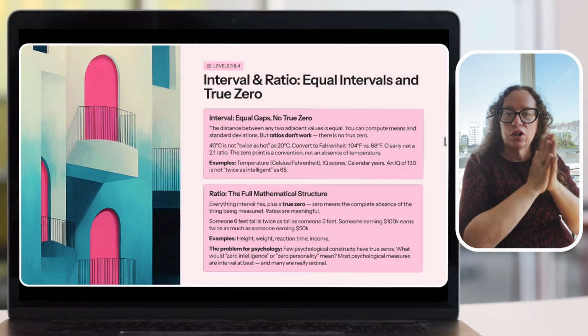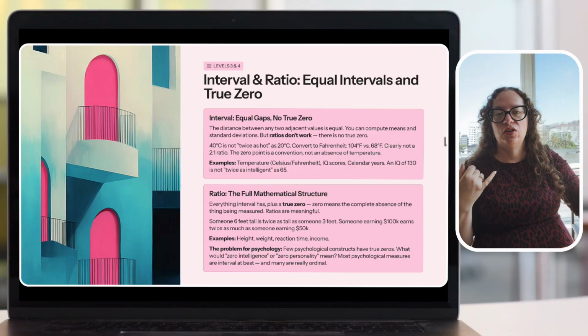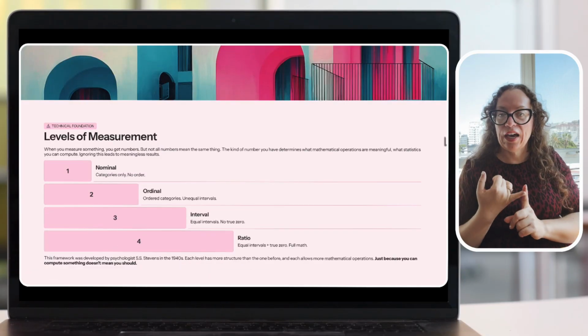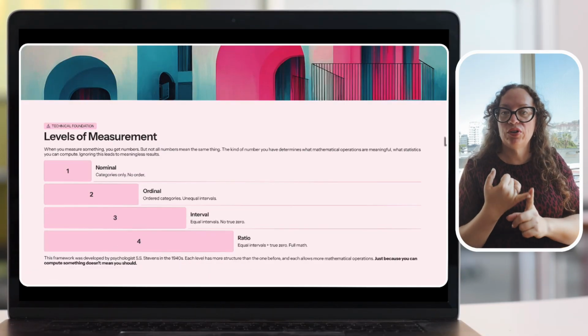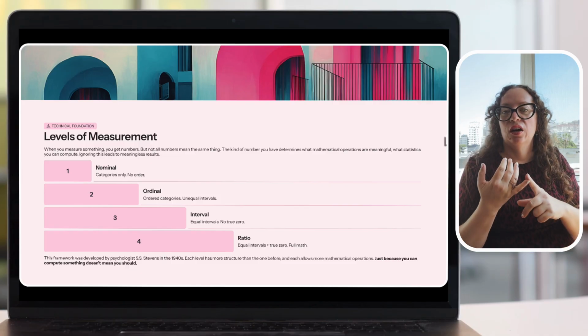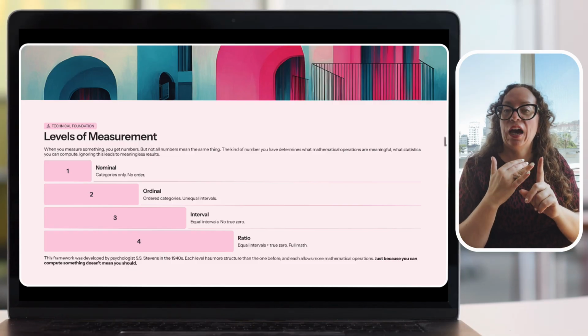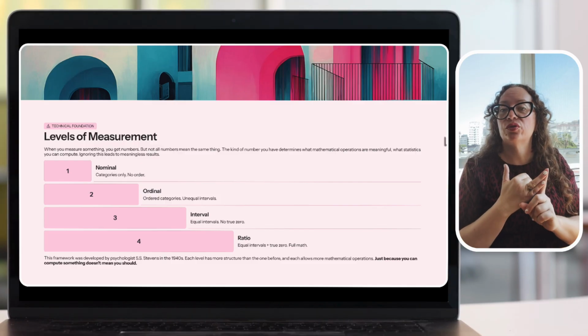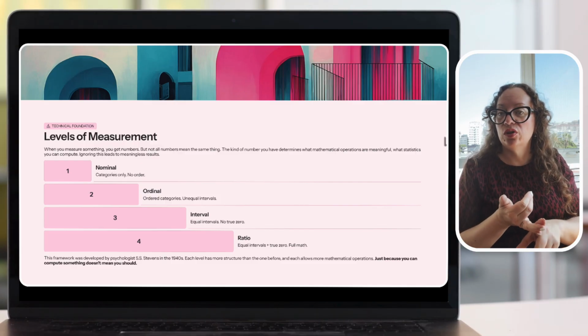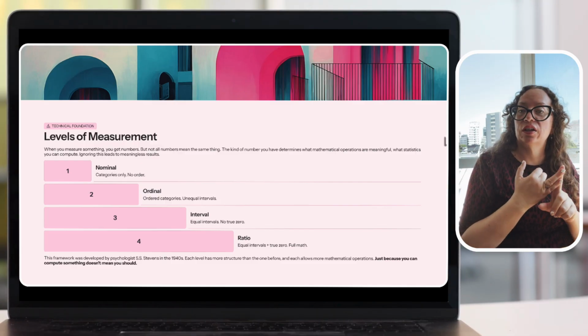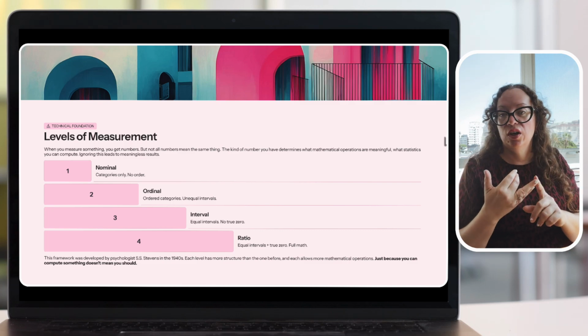Okay, so let me summarize the 4 levels. You have nominal, categories only, no order. You can count and compute proportions. Examples, gender, political affiliation. Ordinal, categories with order, but intervals are not necessarily equal. You can rank and you can compare, like your education level.